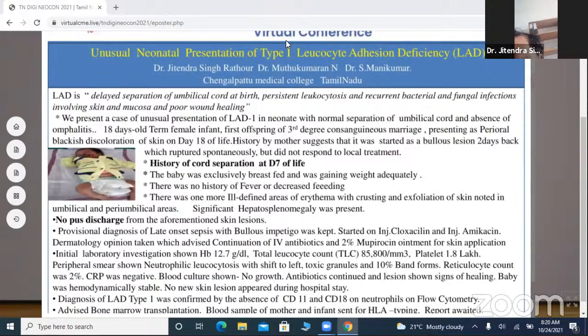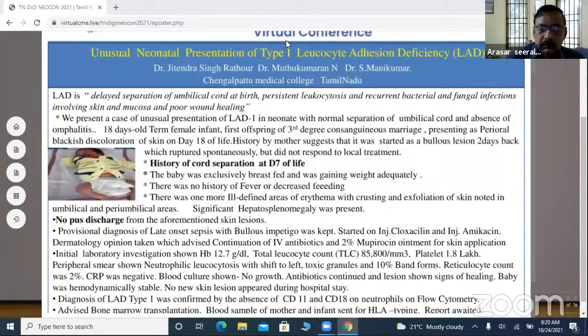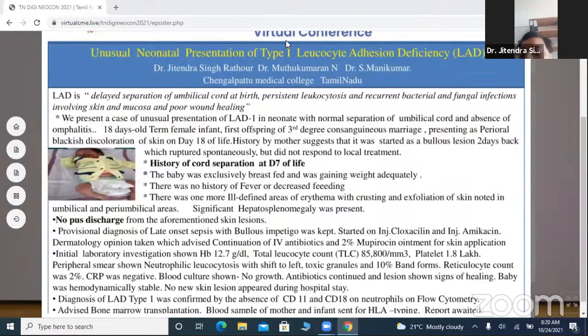So the diagnosis of LAD was left as the provisional diagnosis, and we did CD11 and CD18 profiles on neutrophils by flow cytometry. It showed absence of CD11 and CD18 on neutrophils. That's how we confirmed the diagnosis of LAD type 1 in this baby. The parents were advised bone marrow transplantation, and they were ready to get involved in the procedure. The blood samples of mother and infant were sent for HLA typing.